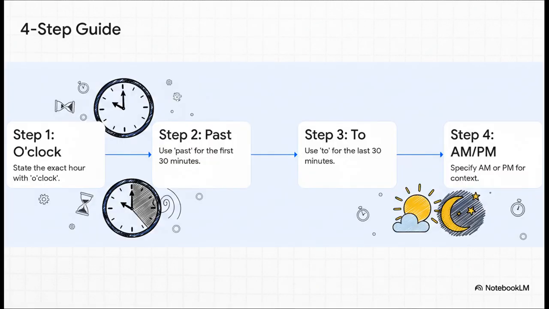Okay, so let's wrap this all up in a neat little package. Our whole journey comes down to just 4 easy steps. 1. Start with o'clock for the exact hour. 2. Use past for the first half of the clock. 3. Switch to to for the second half. And 4. Just add AM or PM if you need to be specific. And that's it. You've got it.